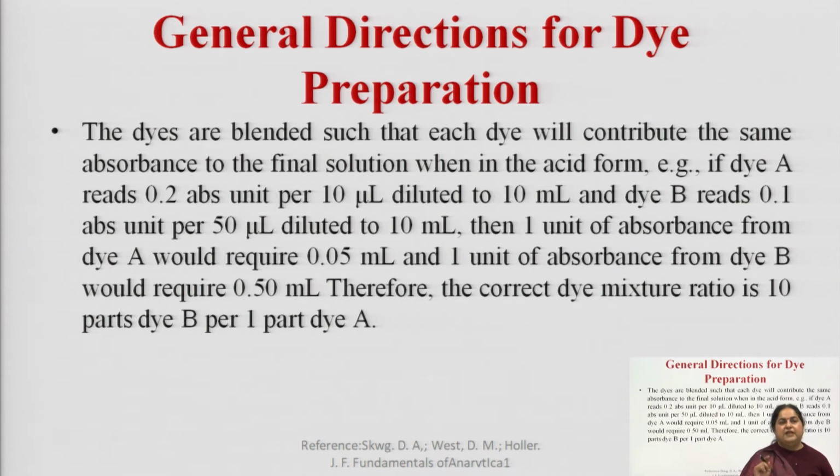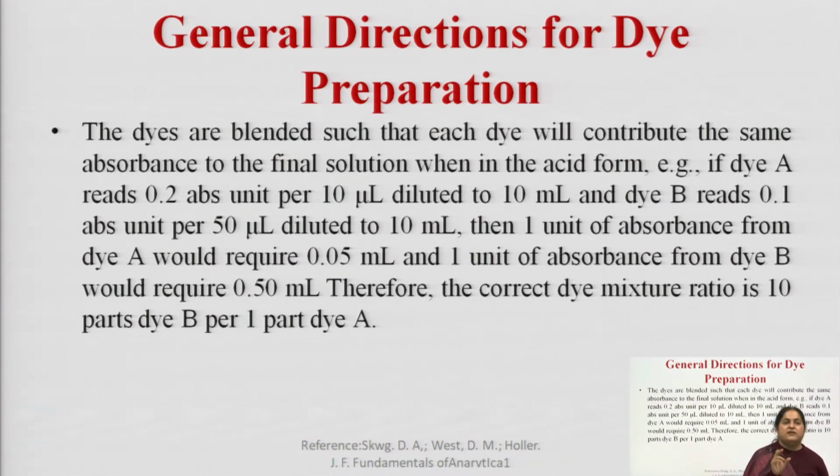For example, if dye A reads 0.2 absorbance unit per microliters diluted to 100 ml and dye B reads 0.1 absorbance unit per 50 microliters diluted to 10 ml, then 1 unit of absorbance from dye A would require 0.05 ml, right, because different concentrations give different absorbance, because they are different dyes, right. So, we have to take that concentration of that particular dye which will contribute to the same absorbance, okay.